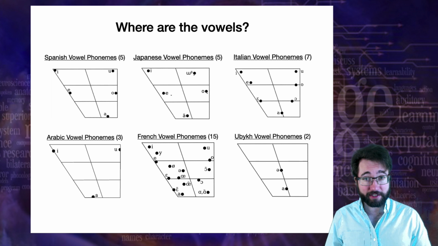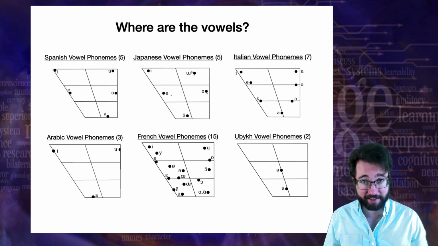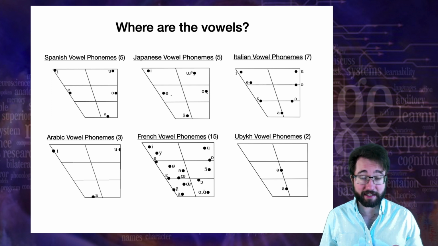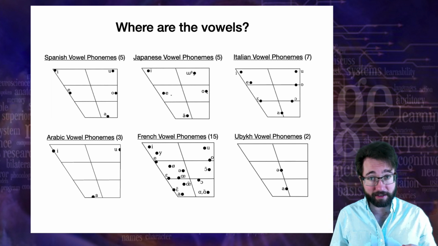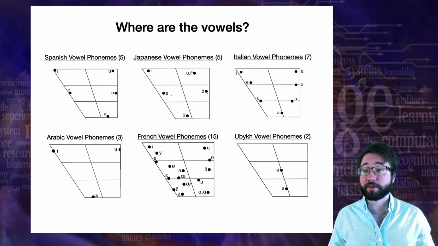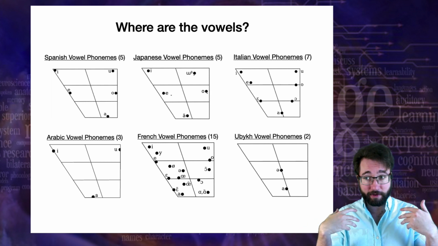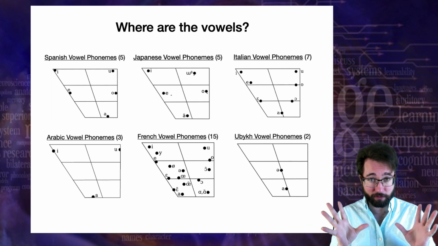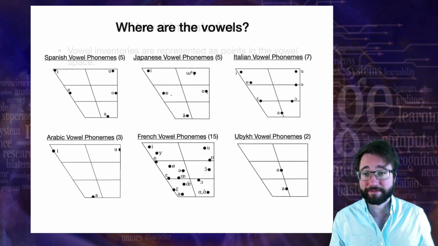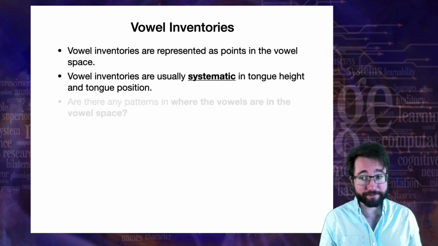So one thing to note is that just as we saw with consonants, there's a certain systematicity to the vowel inventories. In this case, it's systematicity with respect to vowel height and tongue position. So, for example, in Spanish and Japanese and Italian, you have a high front vowel and a high back vowel. You have a mid-front vowel and a mid-back vowel. You have this sort of grid-like systematicity. Vowel inventories are usually systematic in tongue height and tongue position.